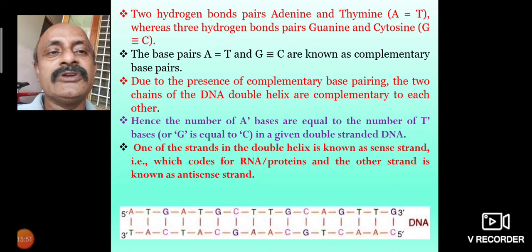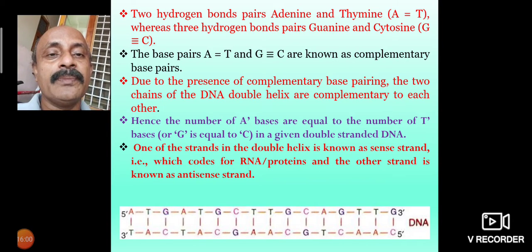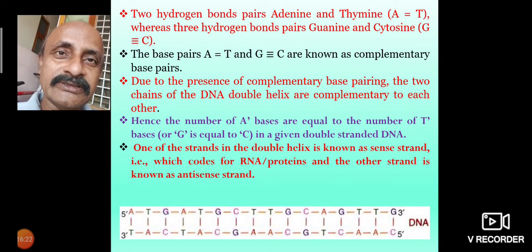The sense strand codes for RNA and proteins, and the other strand is known as the antisense strand. The antisense strand runs from 5' to 3' with a sequence of adenine, thymine, adenine, guanine, cytosine, adenine, thymine, adenine, guanine, cytosine, cytosine, guanine, thymine, adenine, guanine, cytosine, guanine, adenine, thymine, guanine, cytosine, thymine, adenine, guanine, cytosine. These are the total base pairs of adenine, guanine, cytosine and thymine.